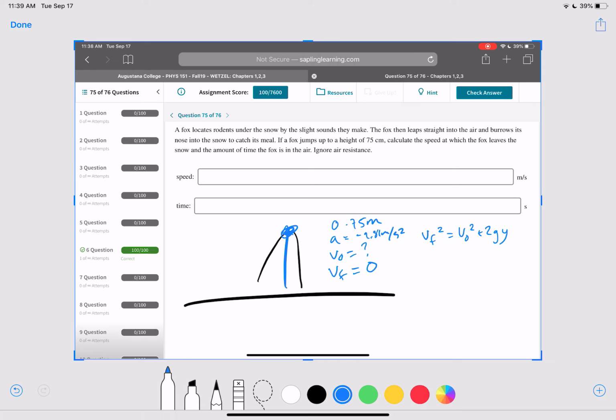So our final velocity is 0. Our initial velocity is what we want, minus 2 times 9.81 meters per second squared times 75 centimeters. So we're going to have V0 is equal to the square root of 2GY. And then you can figure out your initial velocity. And then the time you're in the air is V final equals V0 plus AT. Solve for T. That'll be half the time. Double it to get the total time. Okay, delete.